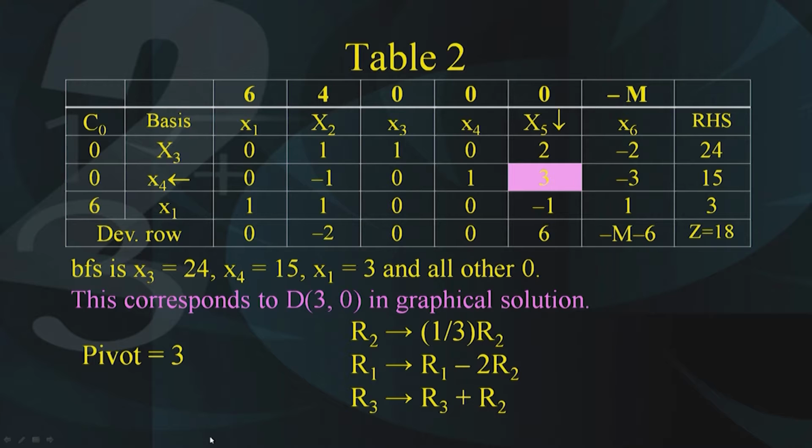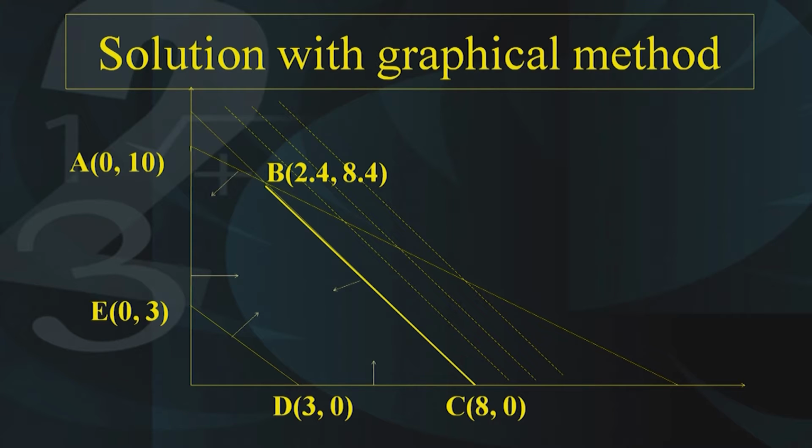Now, if you look at this BFS carefully, you find that x1 is 3, but what about x2? x2 is not in the basis, so x2 is 0. That means it corresponds to the point D in the graphical method. So, D is the point (3, 0). Let us go back to the graphical method to see. Yes, here it is. So, the point D is the point (3, 0).